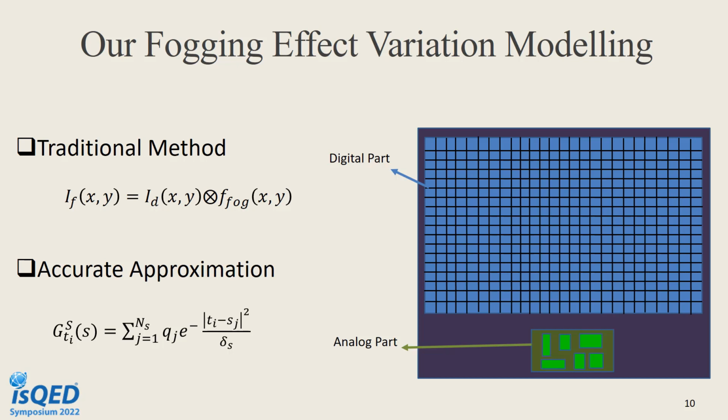As you can see here, it depends on T_i and S_j. S_j is the source of the fogging effect, I mean each of these sources, and T_i is the target point that we want to calculate the fogging effect on. Delta is a constant that can be defined by the user, and Q_j is the weight of that source of the fogging effect, which in our study can be considered as the pattern density of that source.